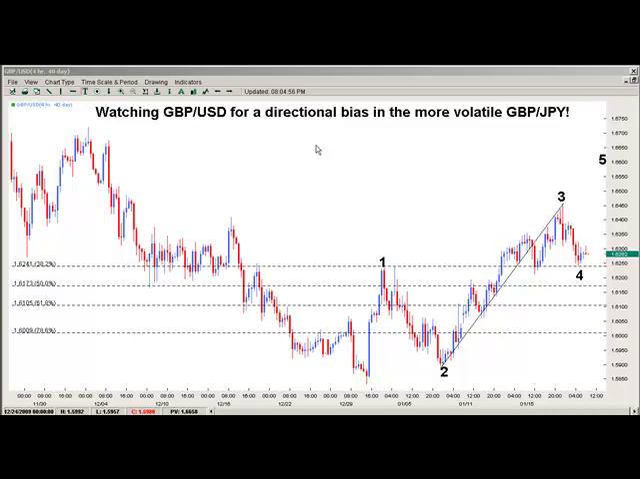Hi folks, this is Sean Hyman from Chart of the Day, and I just want to talk to you about watching the pound dollar for directional bias in the more volatile pound yen.